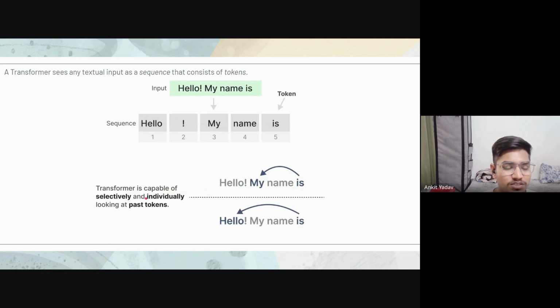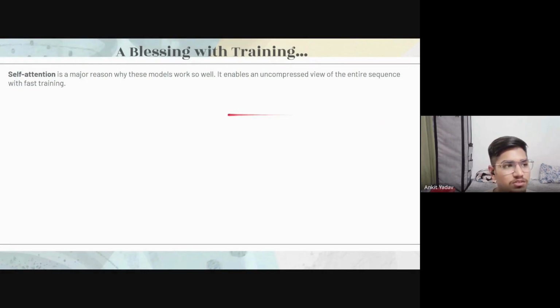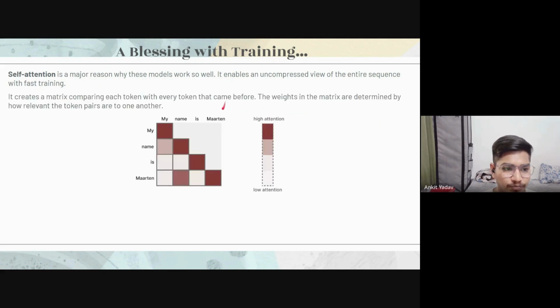They can look into the past and create a special bond between the current word and whatever words came before. The main workhorse behind the transformer, which does all this processing of merging with the previous words, is self-attention, the attention layer itself. It enables an uncompressed view of a sentence, and this creates a matrix known as the attention matrix.